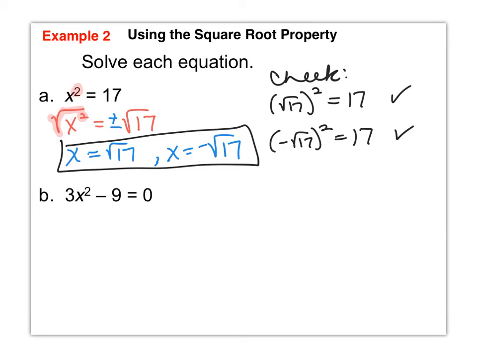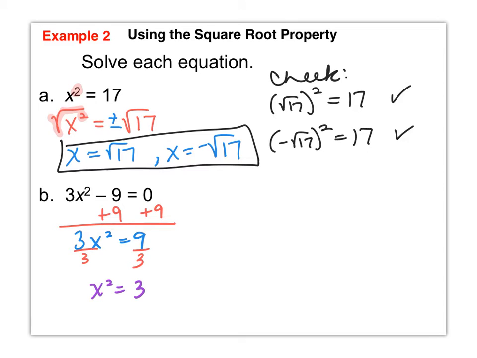Now before using the square root property, you do want to make sure the squared term is isolated on the left side. So for example B, we have 3x squared minus 9 equals 0. We're going to add 9 to both sides, and then we get 3x squared is equal to 9. Again, you want to get that squared term by itself, so we're going to divide by 3, and then we get x squared is equal to 3.